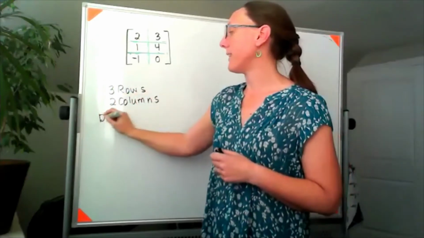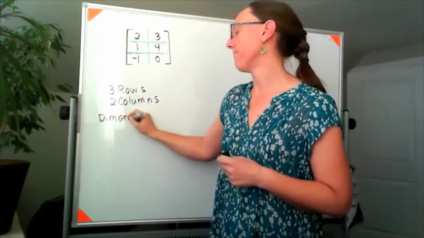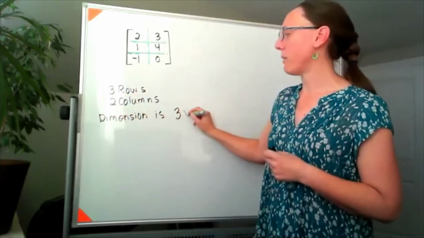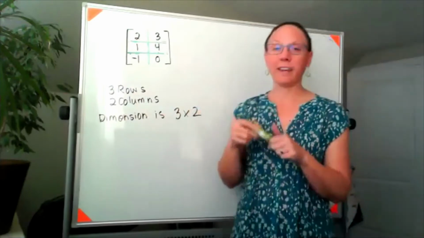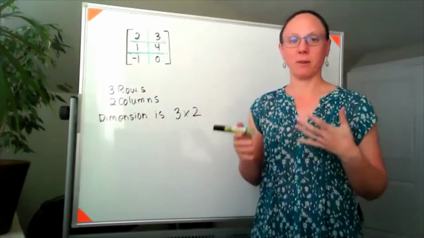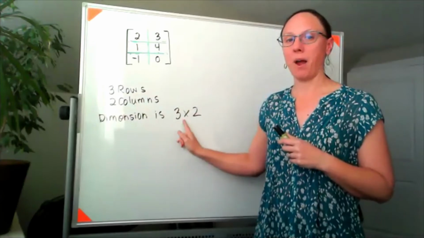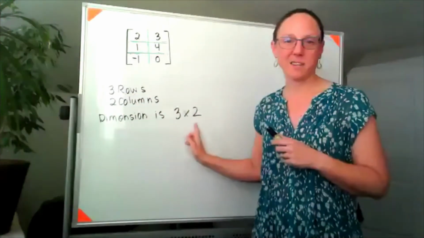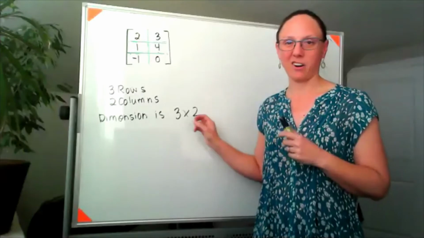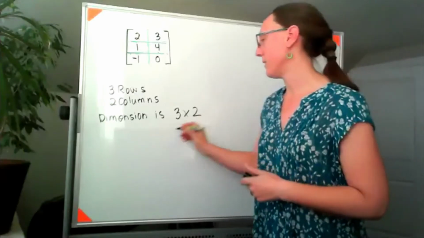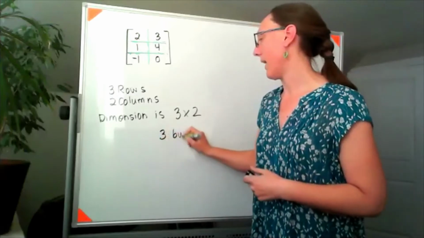And we talk about the dimension of the matrix as 3 by 2. So when we're giving the dimension or the size of a matrix, we always list the number of rows by the number of columns. That doesn't mean I'm multiplying those two things together. I'm not saying that it's 6. We read this as 3 by 2.